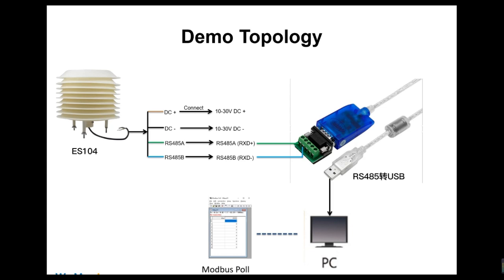You'll need an RS485 to USB adapter to connect the sensor to your computer. For this example, we'll use a WoMaster ES104 sensor. Connect the RS485A and RS485B of the ES104 to the corresponding ports on the RS485 to USB adapter. Then, connect the adapter's USB in to your PC. Open Modbus poll on your PC and power on the ES104.